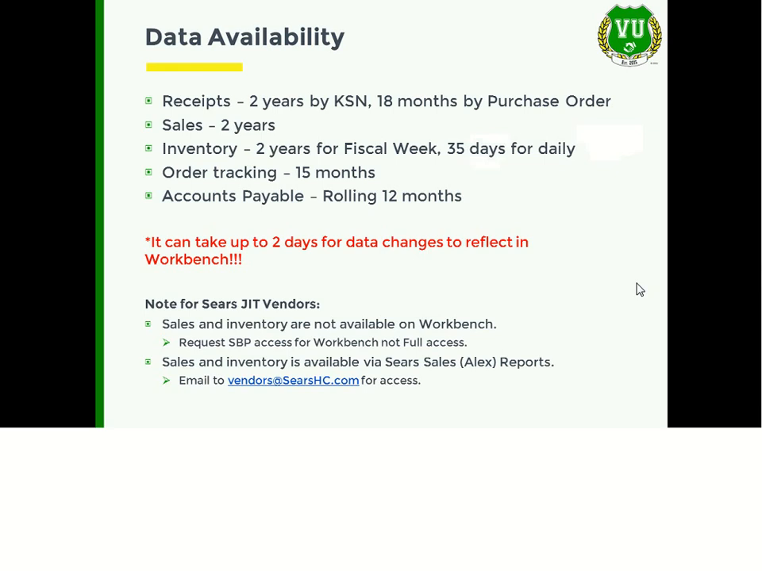Inventory is 2 years if you're pulling at the level of fiscal week. If you're pulling daily inventory information, it can go back 35 days. Order tracking is available for 15 months in the past, and accounts payable is a rolling 12 months. A special note is that it can take up to 2 days for data changes to reflect in Workbench.